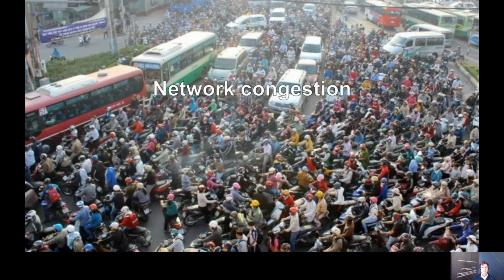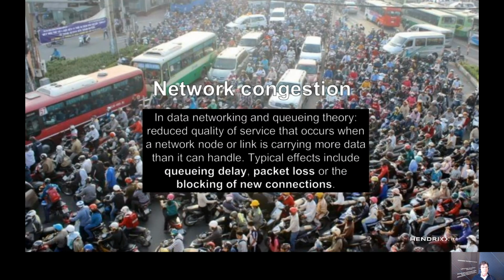So what is network congestion? The definition, which you can get from Wikipedia or another online encyclopedia, is that in data networks and queuing theory, it means a reduced quality of service that occurs when a network node or link is carrying more data than it can handle. So basically, there are more subscribers than the network resources can process, or some users demand more resources than the network elements can process.